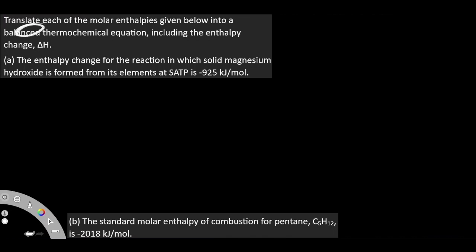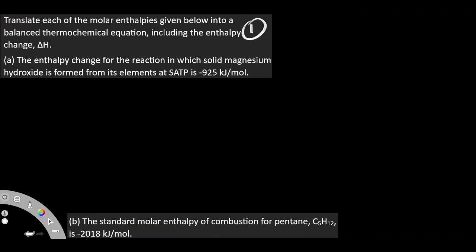Again, if we have a balanced chemical equation and there's also delta H involved in there, that means the whole thing is actually going to be called a balanced thermochemical equation. This was methodology number 1. Hopefully you remember that. Okay, let's continue.